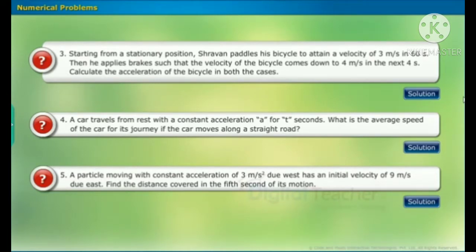A particle moving with constant acceleration of 3 meters per second squared due west has an initial velocity of 9 meters per second due east. Find the distance covered in the 5th second of its motion. Click the tab to view the solution.